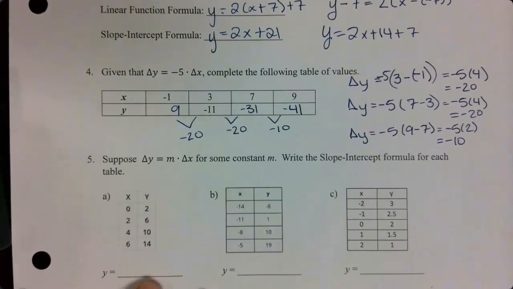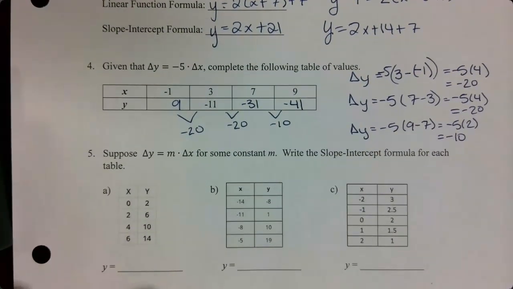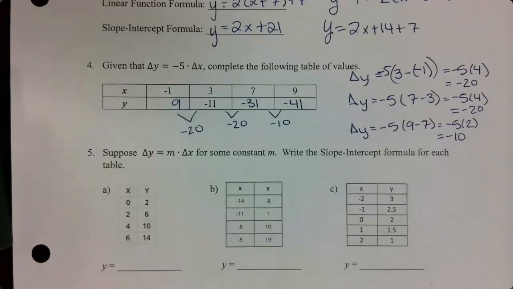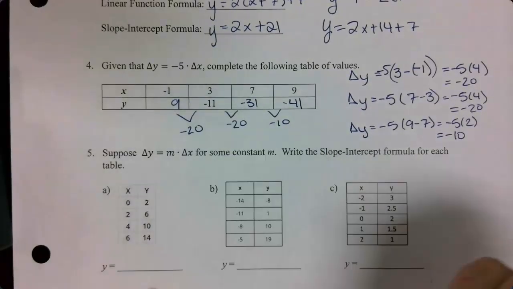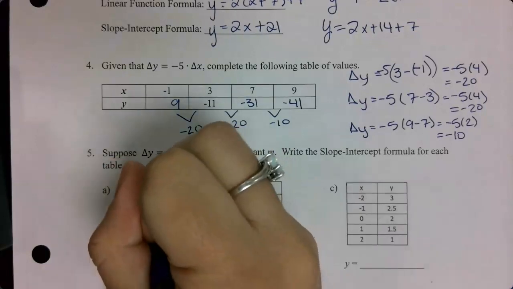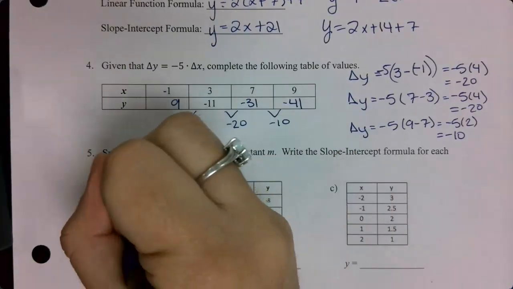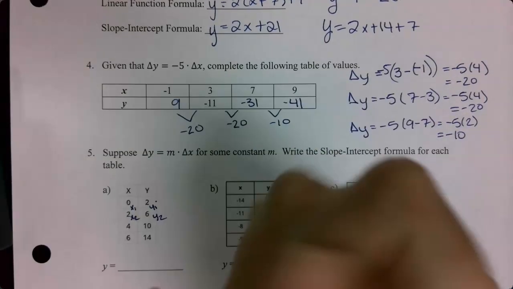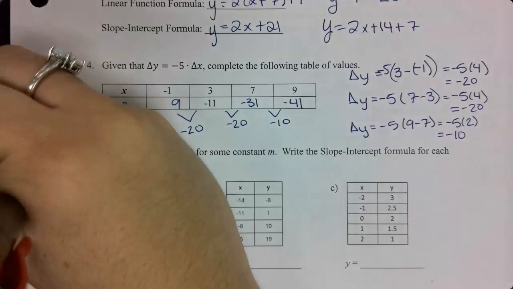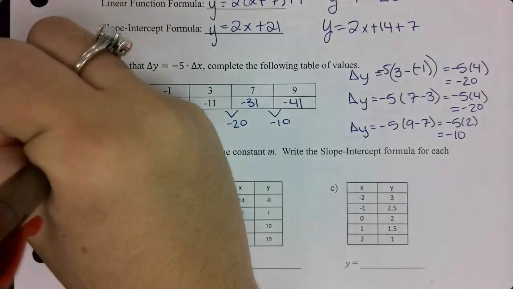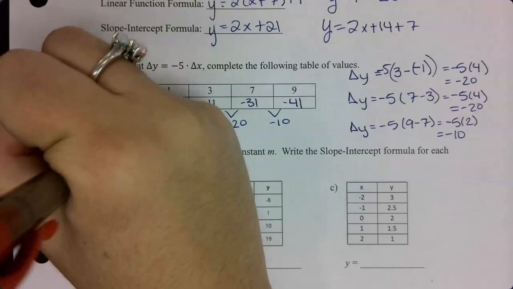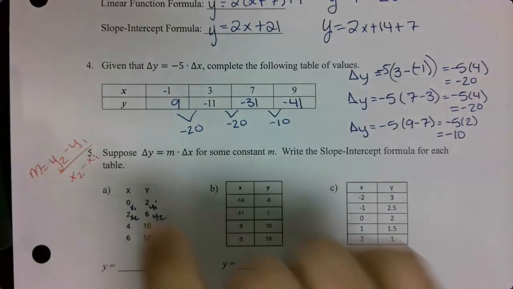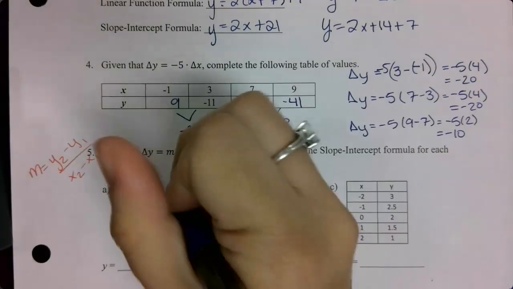Number 5 says, suppose the change in y equals m times the change in x for some constant m. Write the slope-intercept formula for each table. So, I need to find my slope. I'm going to label this one x1, y1, x2, y2. I'm going to use my slope formula. Remember, this one is m equals y sub 2 minus y sub 1 over x sub 2 minus x sub 1. This formula you will need to remember. It is not on your quiz tomorrow.